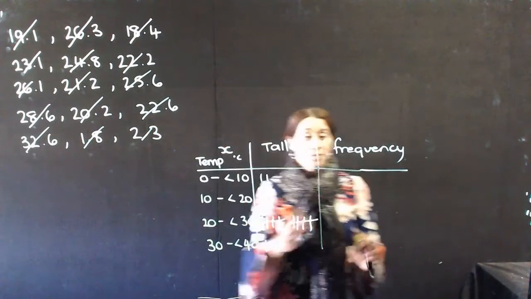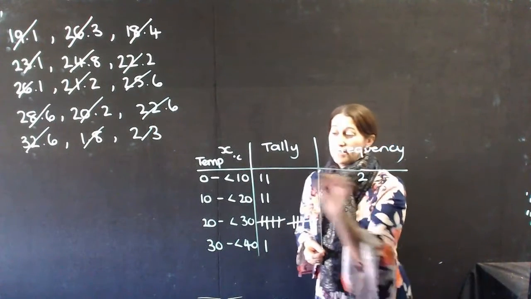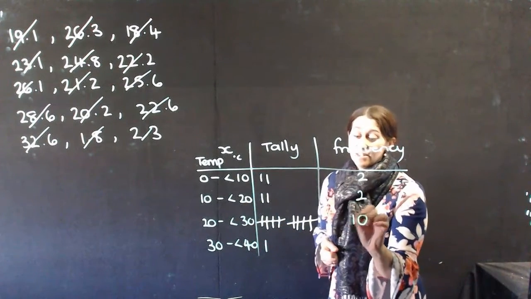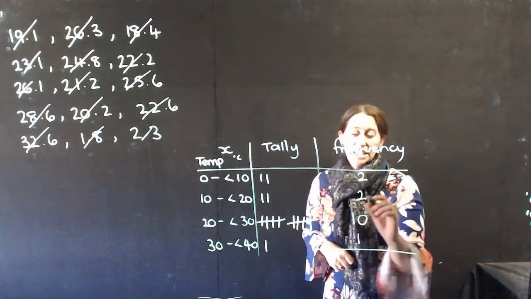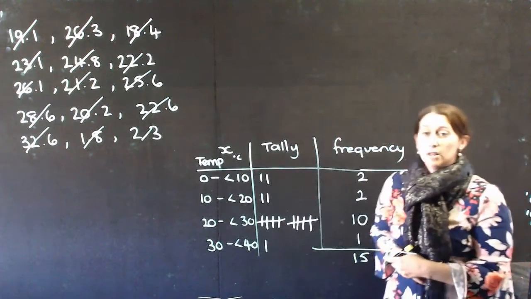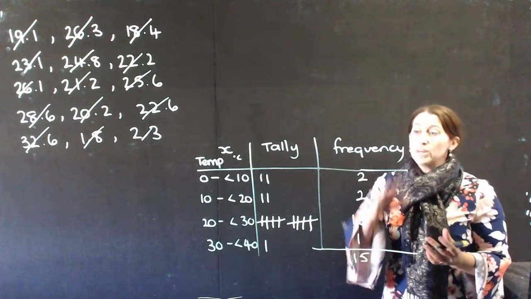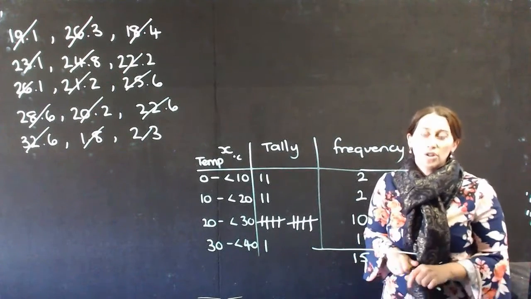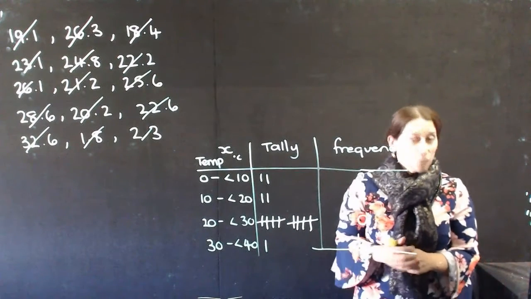This would be the mode, because if we look at the frequency, 0 to 10 degrees occurred twice, 10 to 20 occurred twice, 20 to 30 occurred 10 times, and then over 30 occurred once. Now this was obviously done over a period of 15 months, so not even a whole year. We don't have enough information to make assumptions at this stage, but we do have enough to organize it into a frequency table to then go on and use our other skills. And that's pretty much how you organize data into a frequency table.